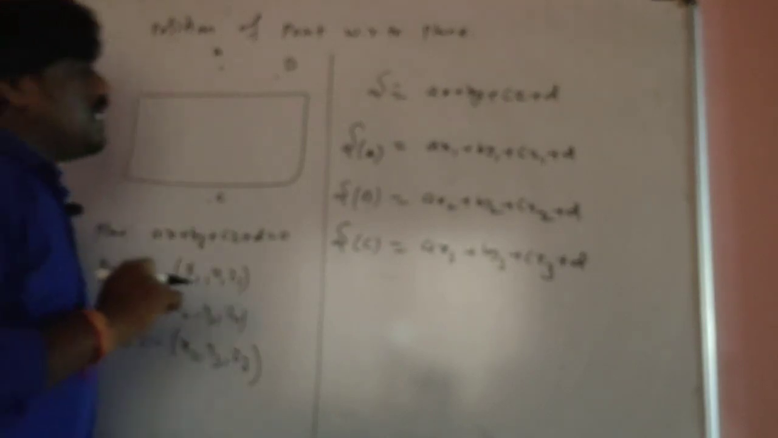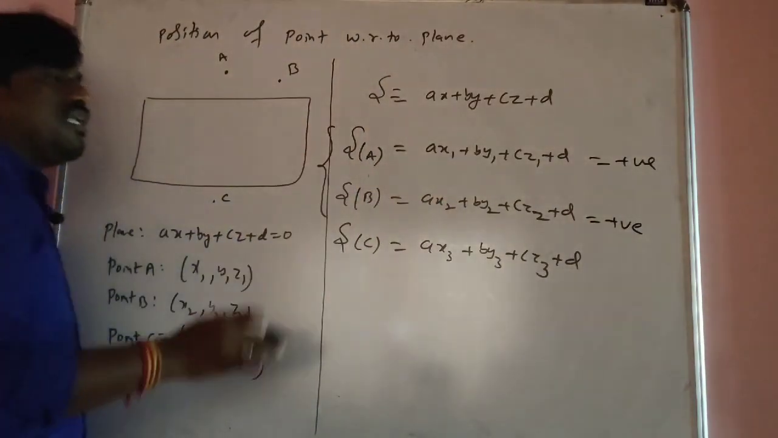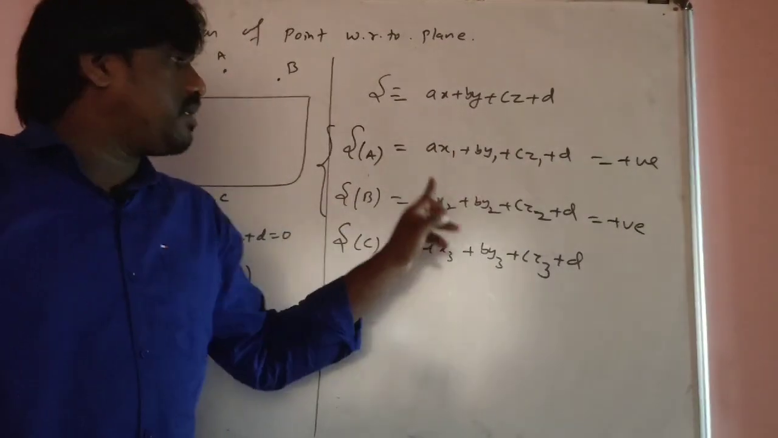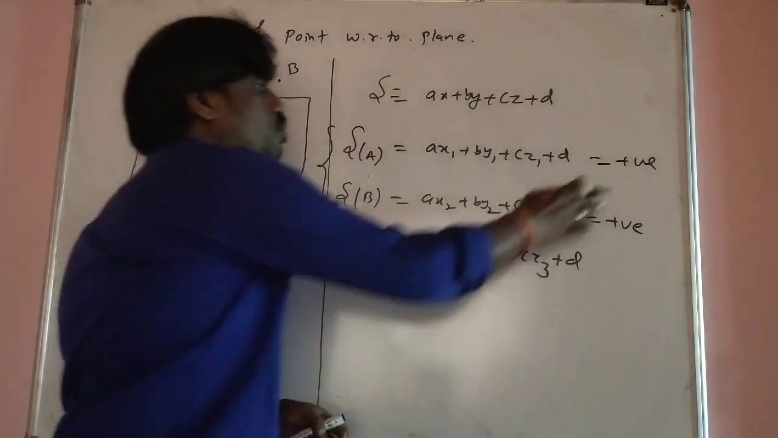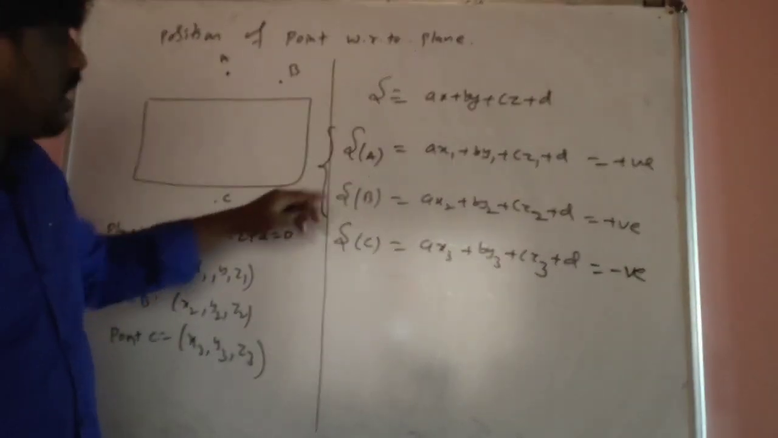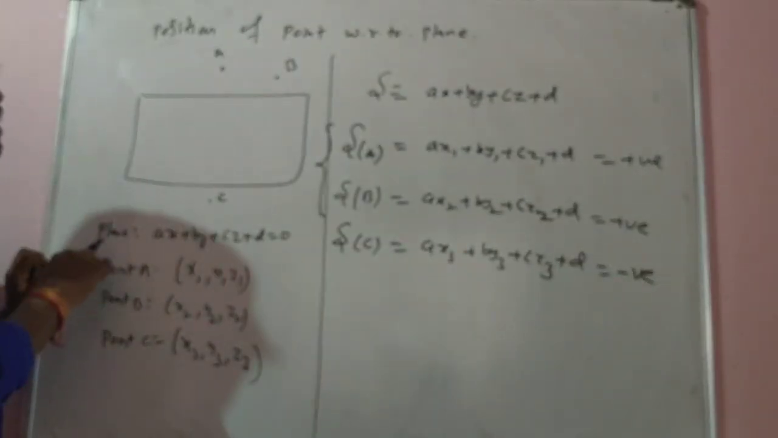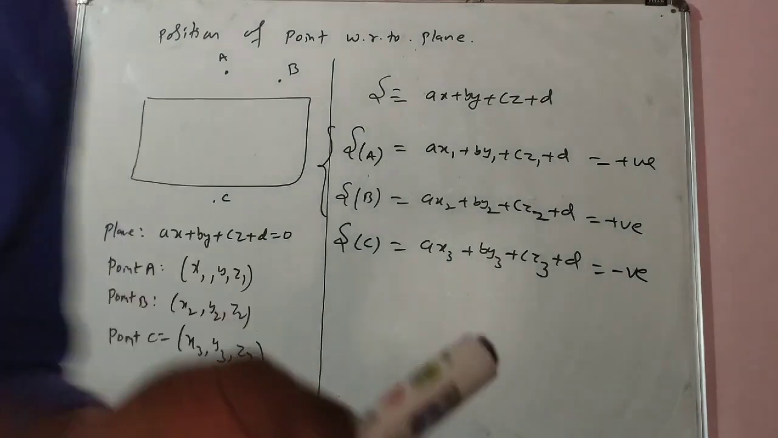Suppose the points are like this. What I want to say is that A and B are on the same side. If I get this value positive, I have to get this also positive. Then I will say these two are on the same side. If I get any positive number, I can say A and B are on the same side of the plane. If these two are positive and this one is negative, I can say that A and C are on opposite sides of the plane. B and C are also on opposite sides of the plane. This is the way we can say opposite side or same side with respect to the position of the point. Okay, hope you understand. Let us see the next concept.